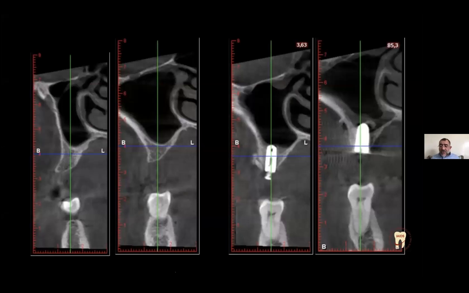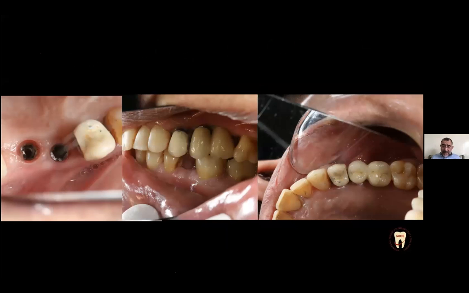In this case also, you can see that you can do the HPISE technique and you can have primary stability of your implant, and you can put your implant in the same stage without problem. This is the case after a few years. You can see that the patient doesn't brush his teeth.